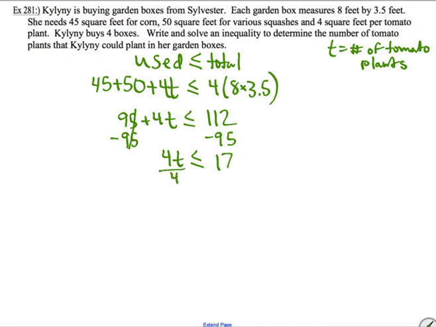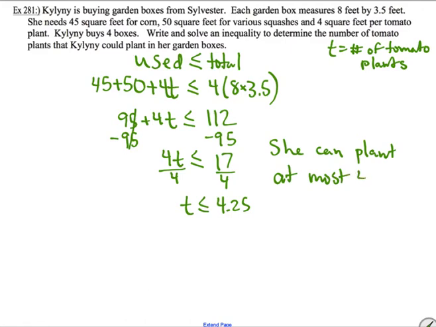We divide by the 4, and it looks like the number of tomato plants has to be less than or equal to 4.25. Now, Kailini's not going to be able to plant a quarter of a tomato plant, so she can plant at most 4 tomatoes.